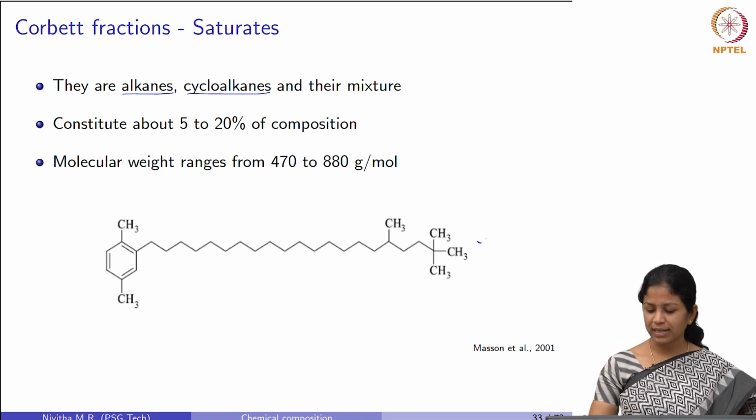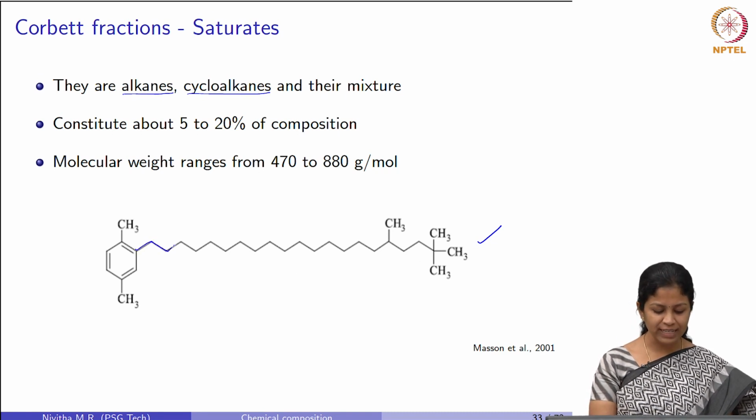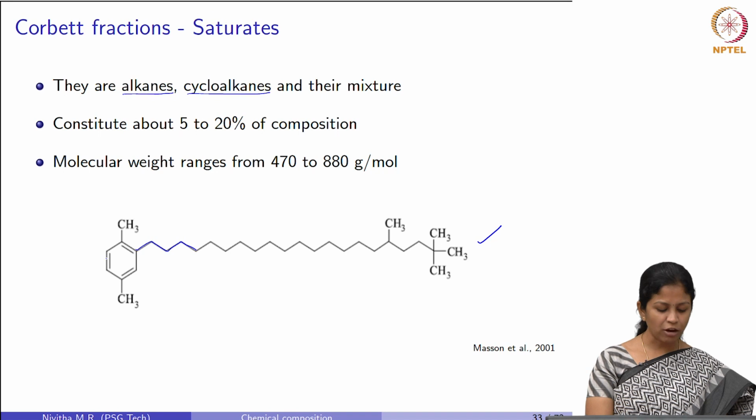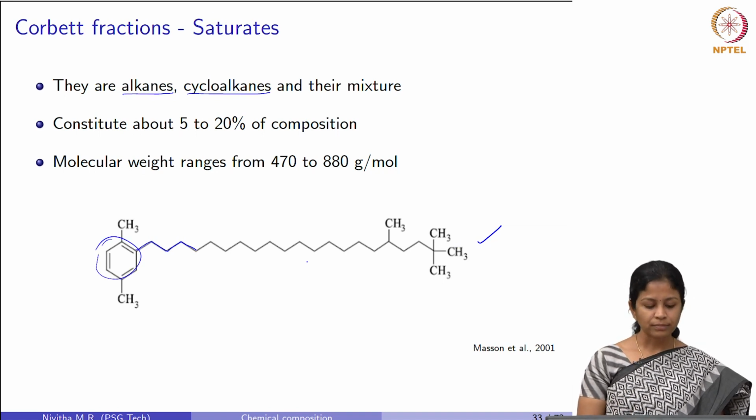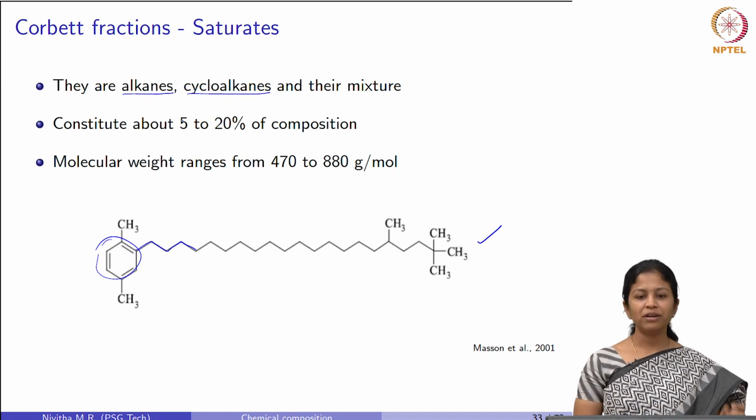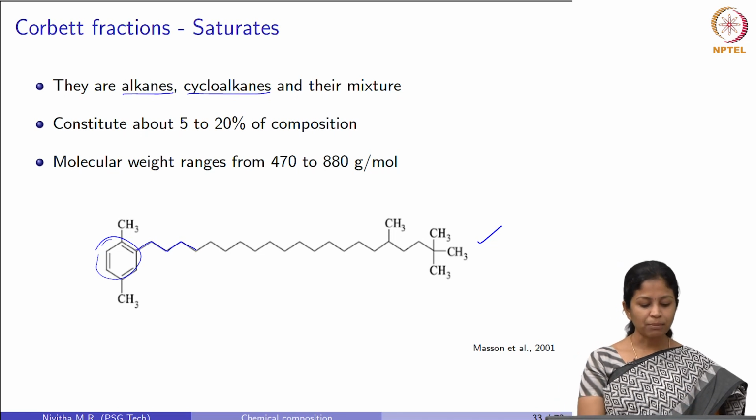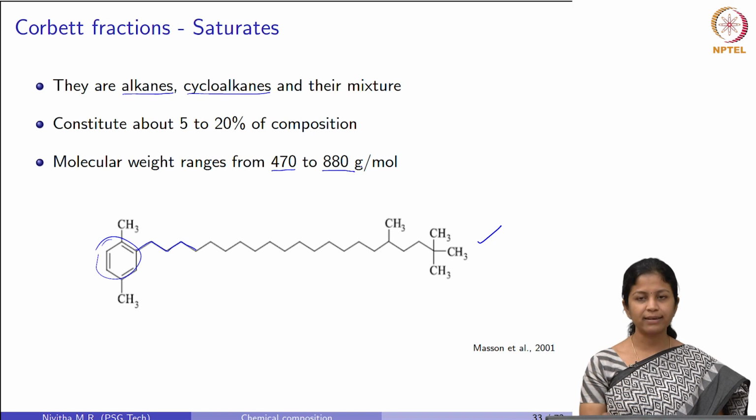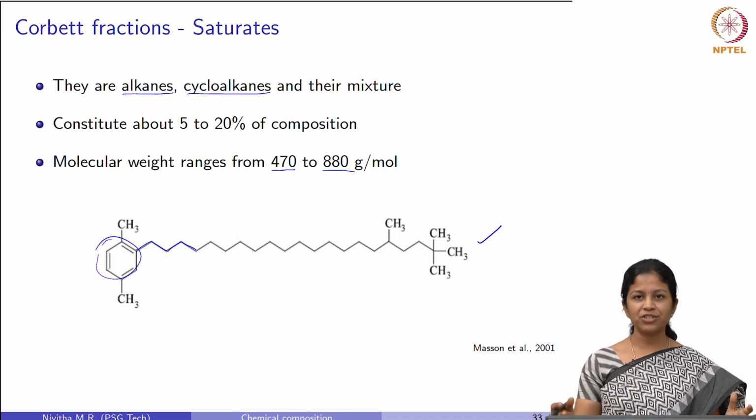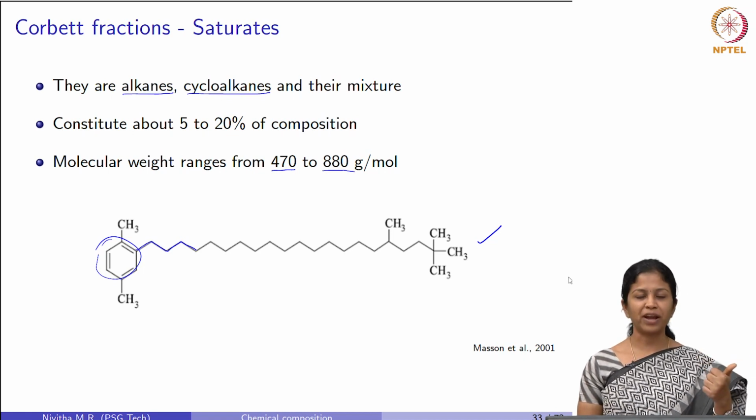Again, this is a hypothetical structure which was given by Masson et al. We can see they are composed of mostly linear long chain, but they also have some amount of aromatic content which is present here. They constitute about 5 to 20% of the composition of bitumen and the molecular weight here ranges from 470 to 880 gram per mole. This is again a range. It can vary from one end to another depending upon the type of bitumen we use. So, this is the first fraction.